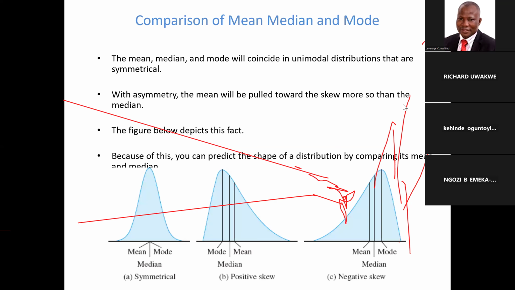So look at this picture. This picture just tries to show you the relationship between mean, mode, and median. We're talking of the arithmetic mean. The mean, median, and mode will coincide in unimodal distributions that are symmetric. So, the meaning of symmetry.